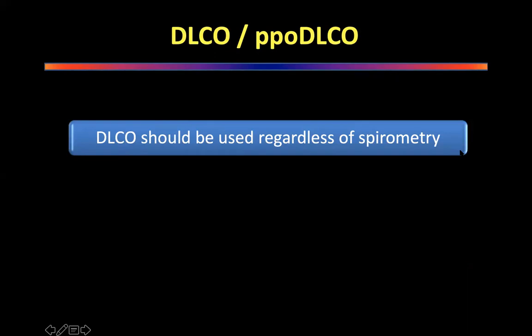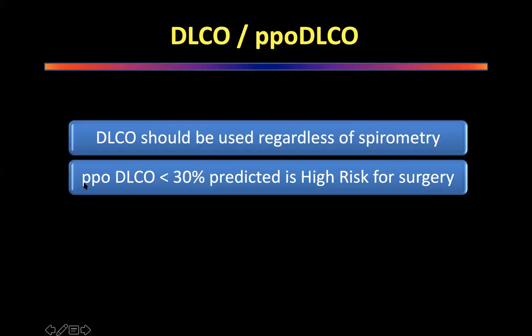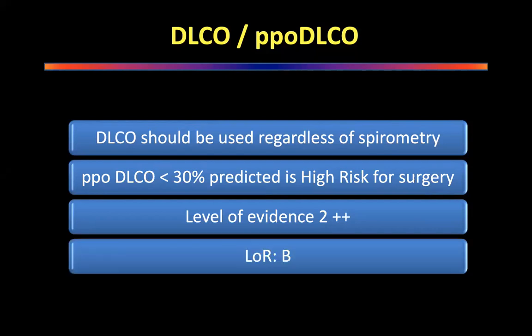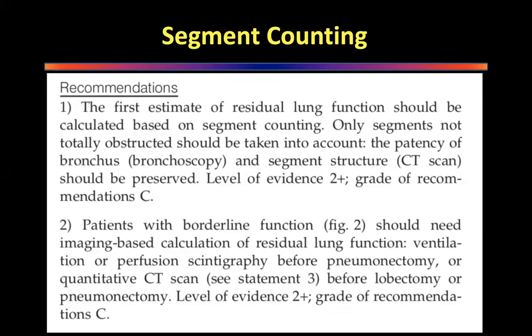So it is there in the guideline, and this is evidence-based. This is a meta-analysis, over the years of things they're looking at. Okay, predicted post-operative less than 30% is high risk for surgery. Level of evidence is 2 plus. So these are pretty decent, pretty well conducted studies which I've looked at. So DLCO is indicated, and the level of recommendation is B. So quite a decent level of recommendation for doing DLCO.